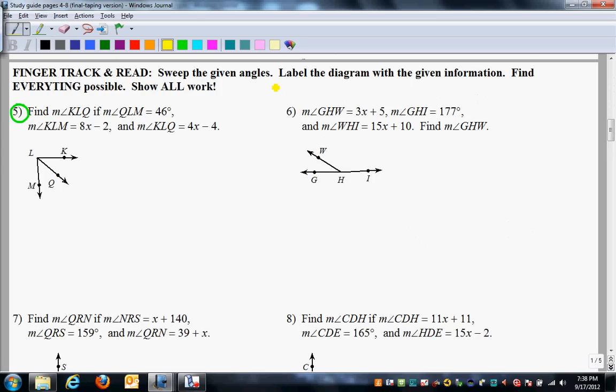It says sweep the given angles, label the diagram with the given information, find everything possible. Now pay attention to these instructions, because the instructions may tell you to find something specific. For example, this problem number 5. However, my instructions right above it say find everything, which I'd like you to do, and then you just identify that particular specific question. So I'm going to do number 5 here.